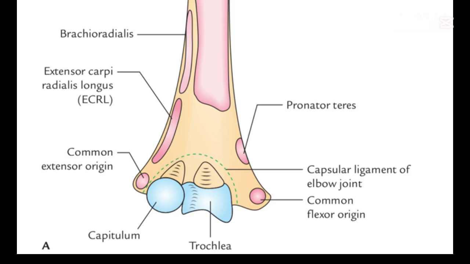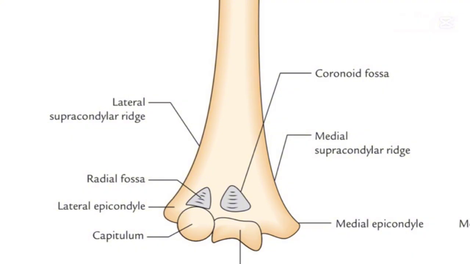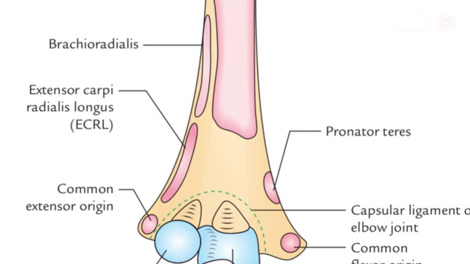Now, before you see the epicondyle, you see the supracondylar ridges, the medial supracondylar ridge and the lateral supracondylar ridge. Don't forget, you have your medial supracondylar ridge and you have your lateral supracondylar ridge. Your medial supracondylar ridge is very, very important, and your lateral supracondylar ridge is where your brachioradialis muscle comes from, and the extensor carpi radialis longus also comes from this lateral supracondylar ridge.